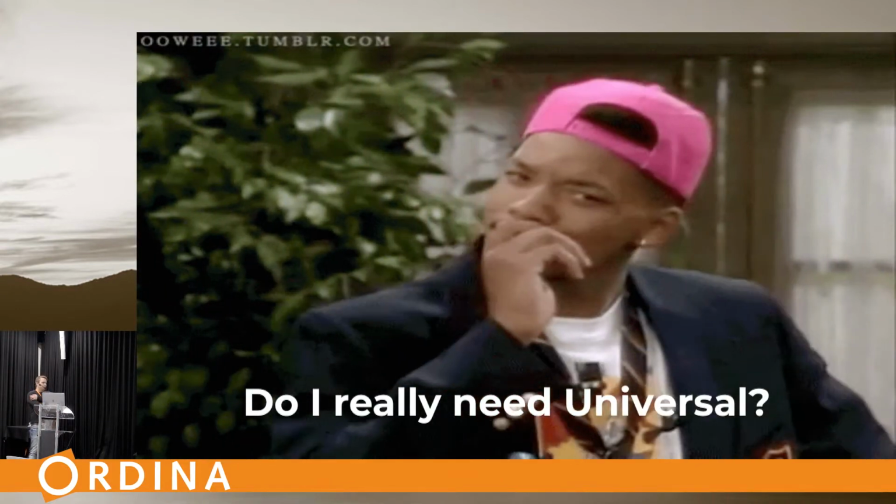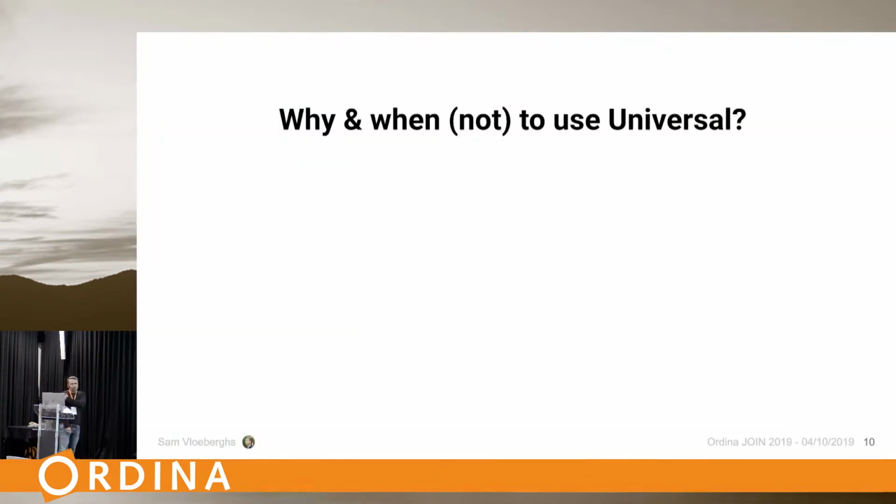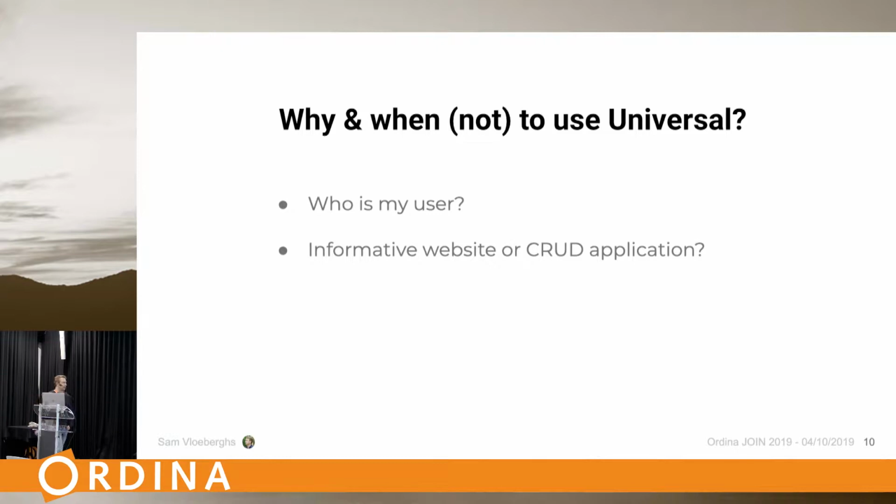Then, of course, you need to ask yourself, do I really need Universal? And there are some basic rules, or questions, that you can ask yourself. First of all, who is my user? Is your user of the application a potential customer of your web shop, for example? Or is it an employee in an enterprise application? What kind of website or web application are you building? Are you building an informative website, or are you building a CRUD application? Then another question is, is it an internal application or is it a public-facing website or web application?